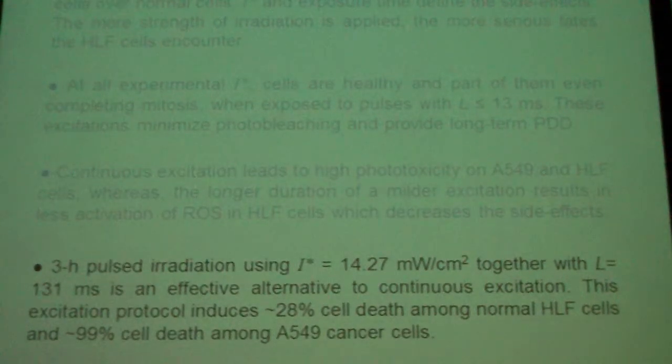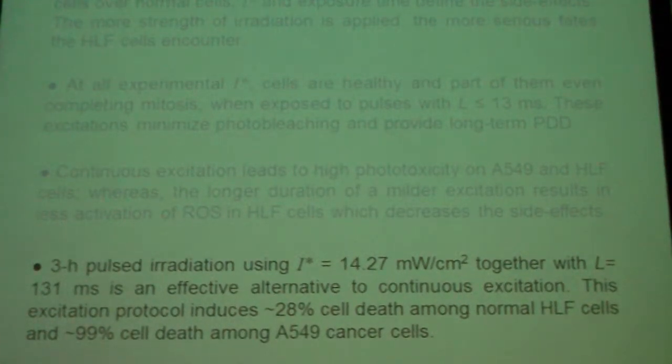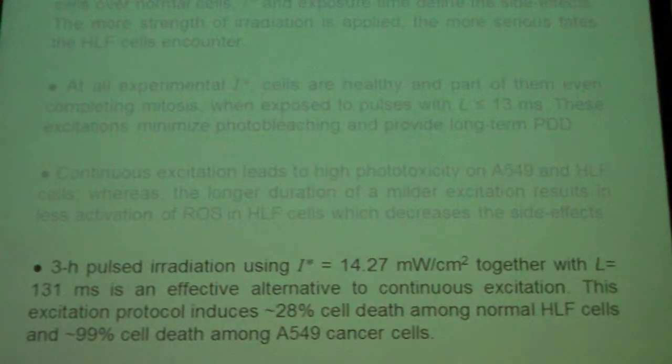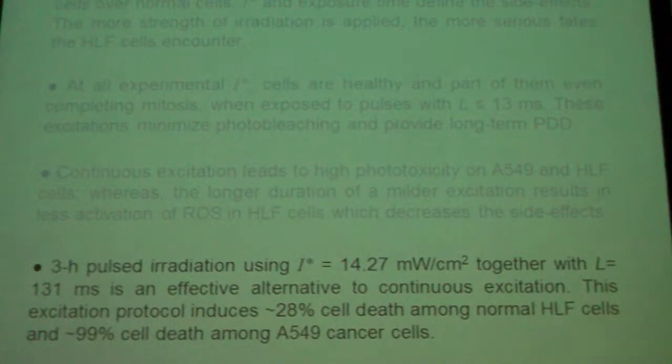And finally, we found based on our results that 3-hour pulse irradiation using the irradiance of 14.27 milliwatt per square centimeter with the pulse length of 131 milliseconds is an effective alternative to continuous excitation. This excitation protocol induces about 28% cell death among normal cells and about 99% cell death among the cancer cells.